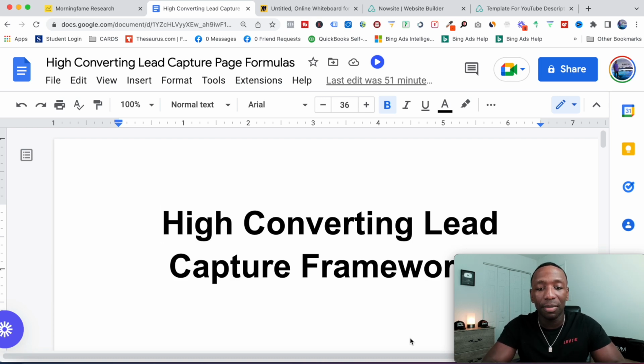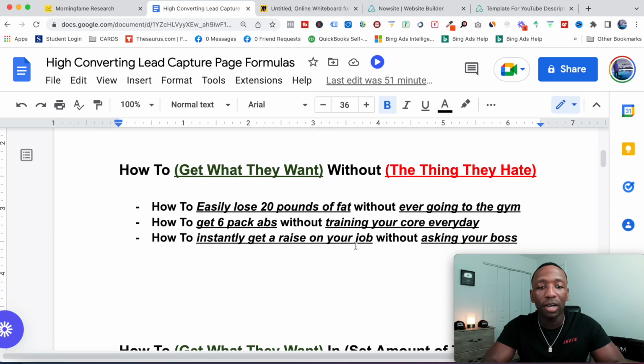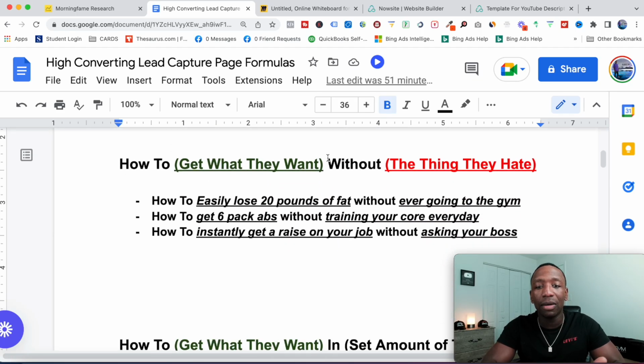So let's get into some of these frameworks. The first framework is called how to get what they want without the thing they hate, right? An example would be how to easily lose 20 pounds of fat without ever going to the gym. And then this one, how to get six-pack abs without training your core every day. How to instantly get a raise on your job without asking your boss. They don't want to ask their boss for a raise because they're fearing that the boss might fire them for asking more money. You see what I'm saying? So it's all about understanding who it is that you're talking to.